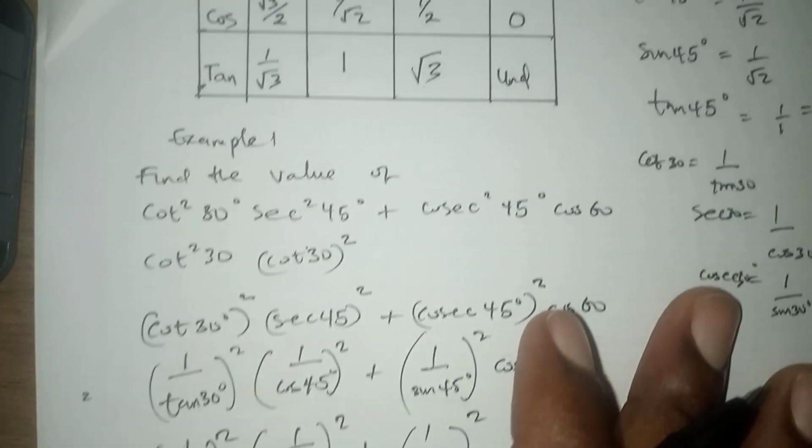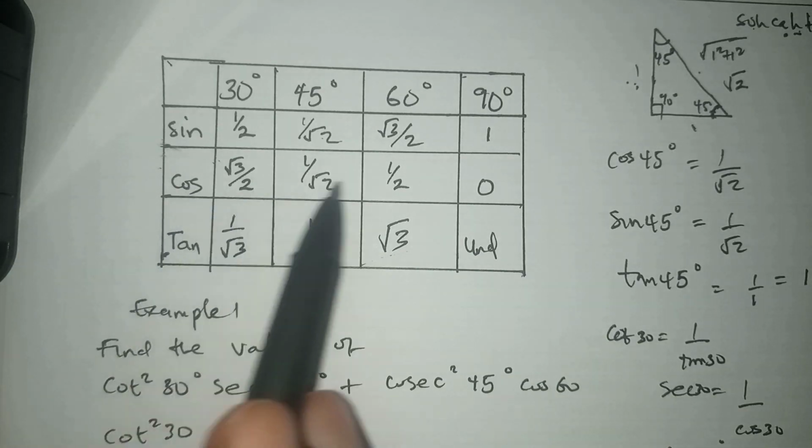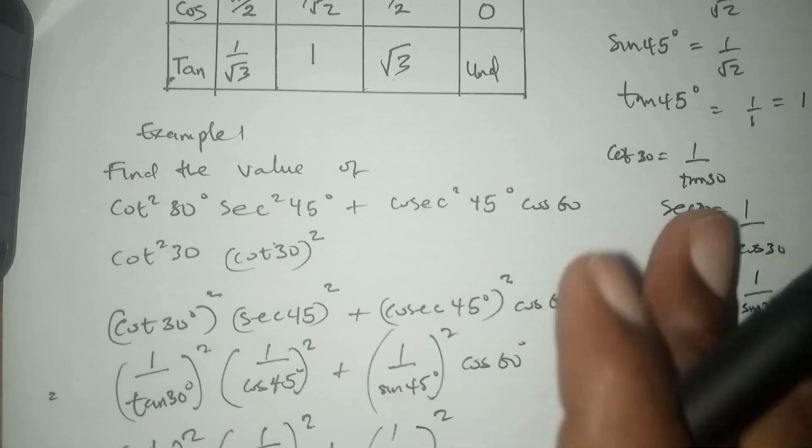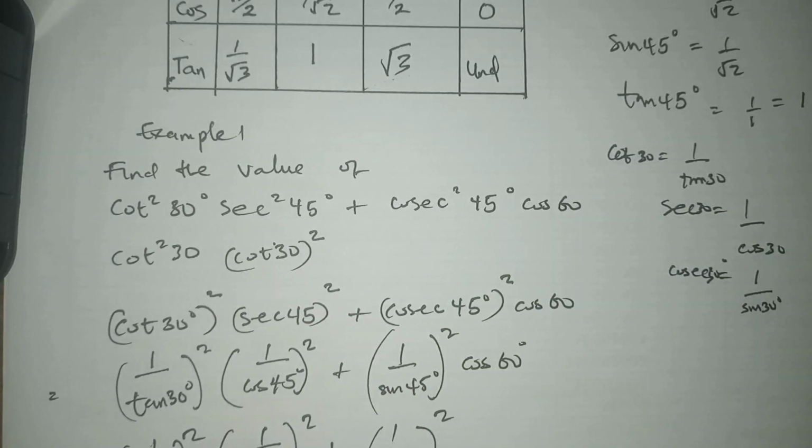Everything all squared. Then what's cos 60? Cos 60 is 1 over 2. And times 1 over 2. All right.